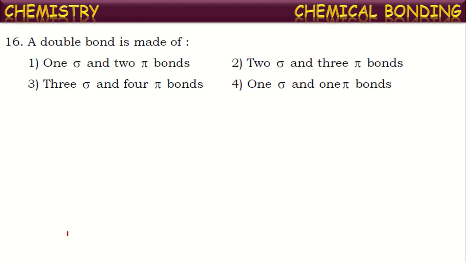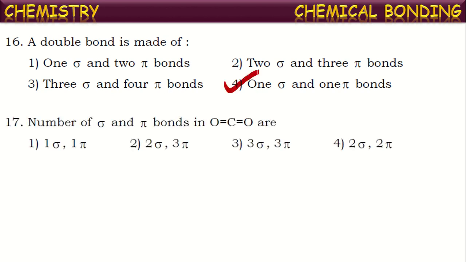If any two atoms are forming a bond, first they form a sigma bond. And if it is a double bond, it should contain one sigma bond, and the remaining bond will be a pi bond. Now we can say a double bond consists of one sigma and one pi bond. This is correct. Next one, number of sigma and pi bonds in carbon dioxide molecule.